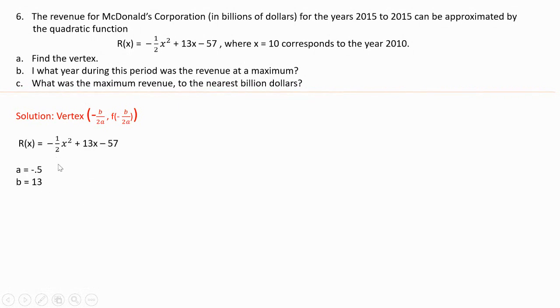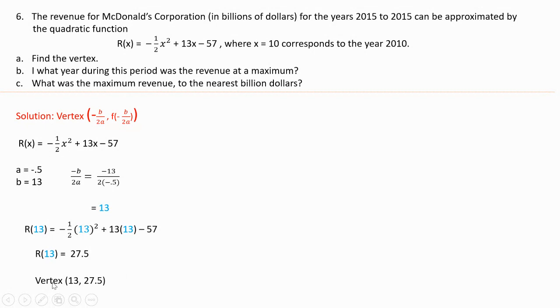So again, my A will be -1/2, and my B will be 13. So plug them into the formula. Negative B over 2A will give us -13 divided by 2 times -0.5, because -1/2 is -0.5. This will give us 13. Now we find r of 13, which means we plug 13 into the original function, for the x squared and also for the 13x. Now we put it in the calculator, and we get 27.5. So this is my vertex, (13, 27.5). That's the answer for A.